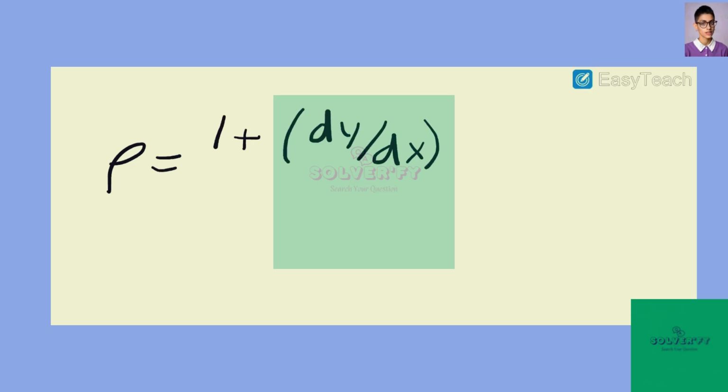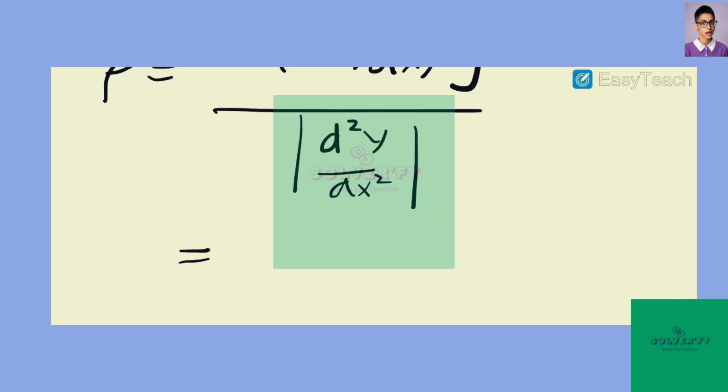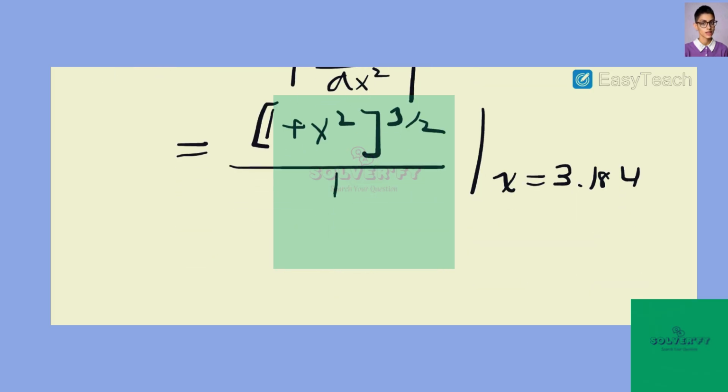Now what we can do is invoke our definition of instantaneous radius of curvature and say that rho is equal to 1 plus (dy/dx) squared, all raised to the 3/2 power, all divided by the magnitude of the second derivative, d squared y over dx squared. Now this simplifies down to 1 plus x squared, all raised to the 3/2, all over 1. Evaluating this at x equal to 3.184 gives us a rho that is equal to 37.17 meters.